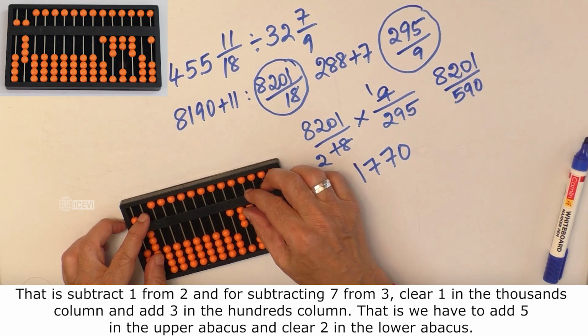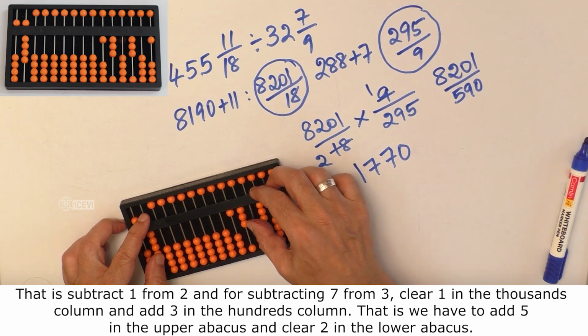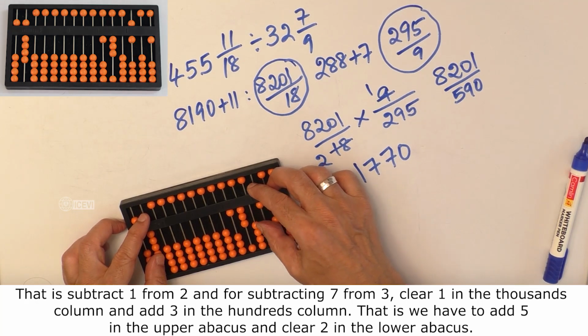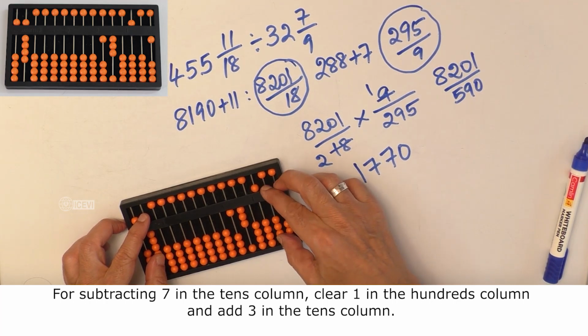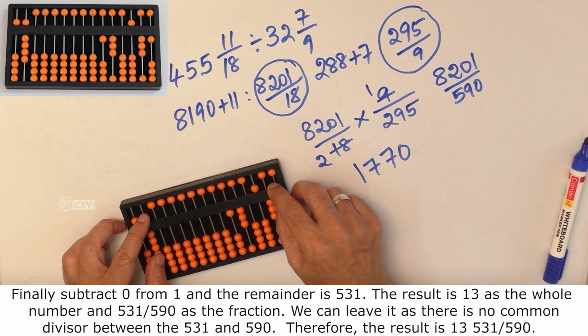That is, subtract 1 from 2. For subtracting 7 from 3, we have to subtract 1 in the thousands column and add 3 in the hundreds column. That is, we have to add 5 in the upper abacus and clear 2 in the lower abacus. For subtracting 7 in the tens column, clear 1 in the hundreds column and add 3 in the tens column. Finally, subtract 0 from 1 and the remainder is 531.